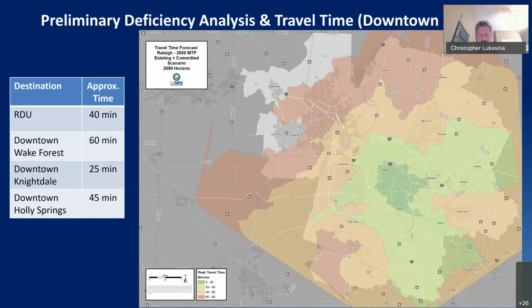Compare that to the lighter green color, the 20 to 40 minute travel time, and you can get a lot further in that 20 to 40 minute travel time band than in that 0 to 20 minute travel time band, if that makes sense to you all. So the wider the travel band, the likely less congestion and better travel times you're seeing within that area, if that makes sense for folks. Go to the next slide, please, Alex.